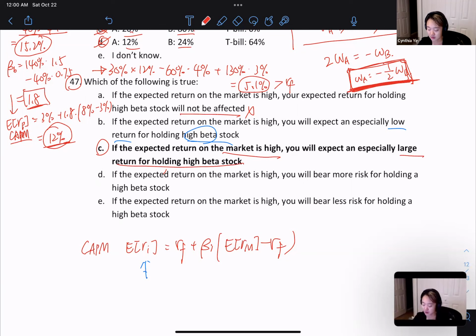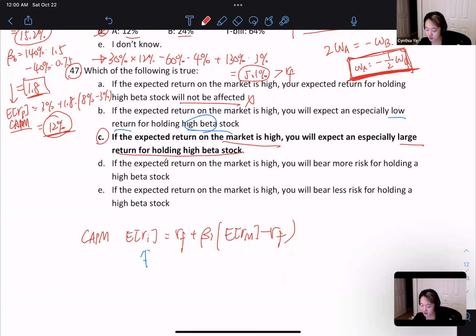Okay, and what D is saying is if expected return on the market is high, you bear more risk for holding a high beta stock. So if you only look at the last half, actually, it's not so false, but it's wrong because of the first half, actually.